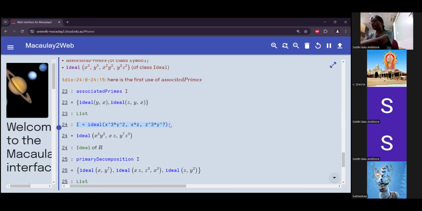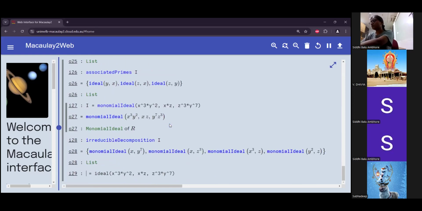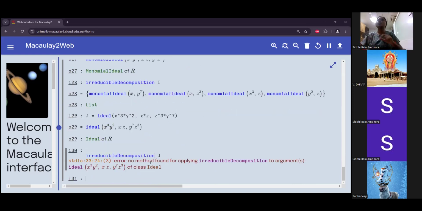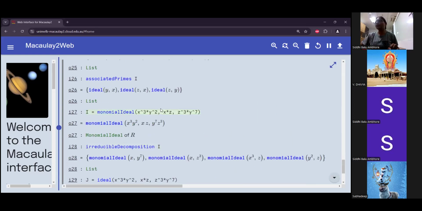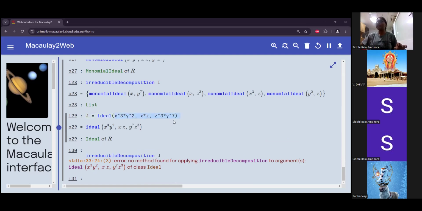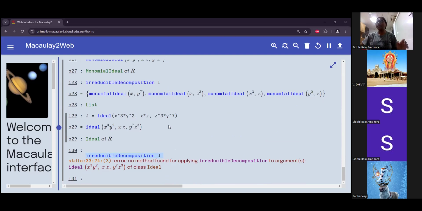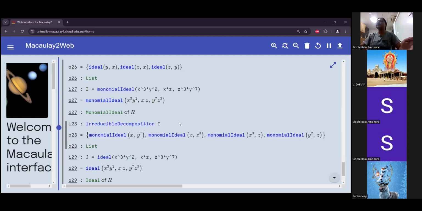Okay, so if I take this ideal and call it J, and I do the irreducible decomposition of J, then it gives me an error. The irreducible decomposition is a function applied only to monomial ideals in Macaulay 2. That's why when I define this ideal in Macaulay 2, I have to define it as a monomial ideal. Even though the input given is a monomial ideal, it will still give me an error. So you yourself have to define J to be a monomial ideal and then try to find its irreducible decomposition, and then you will get the required output in Macaulay 2. Is this clear? How to calculate, the difference between just an ideal and a monomial ideal in Macaulay 2, and the difference between primary decomposition and irreducible decomposition.